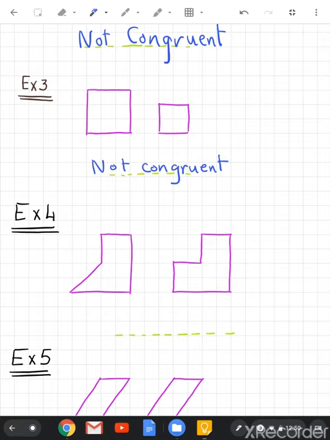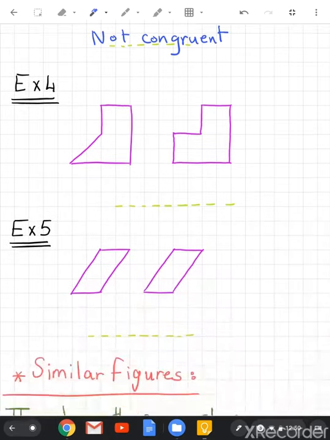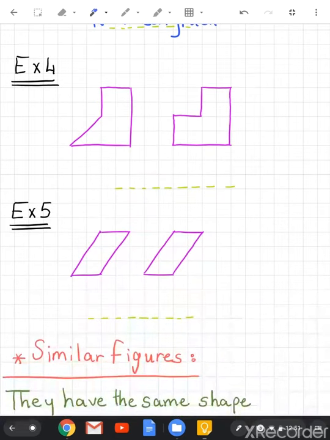Let us see number 4. Here we have two different shapes. They are different in shape, and of course we will not look at the size. Because they are different in shape, they are also not congruent.